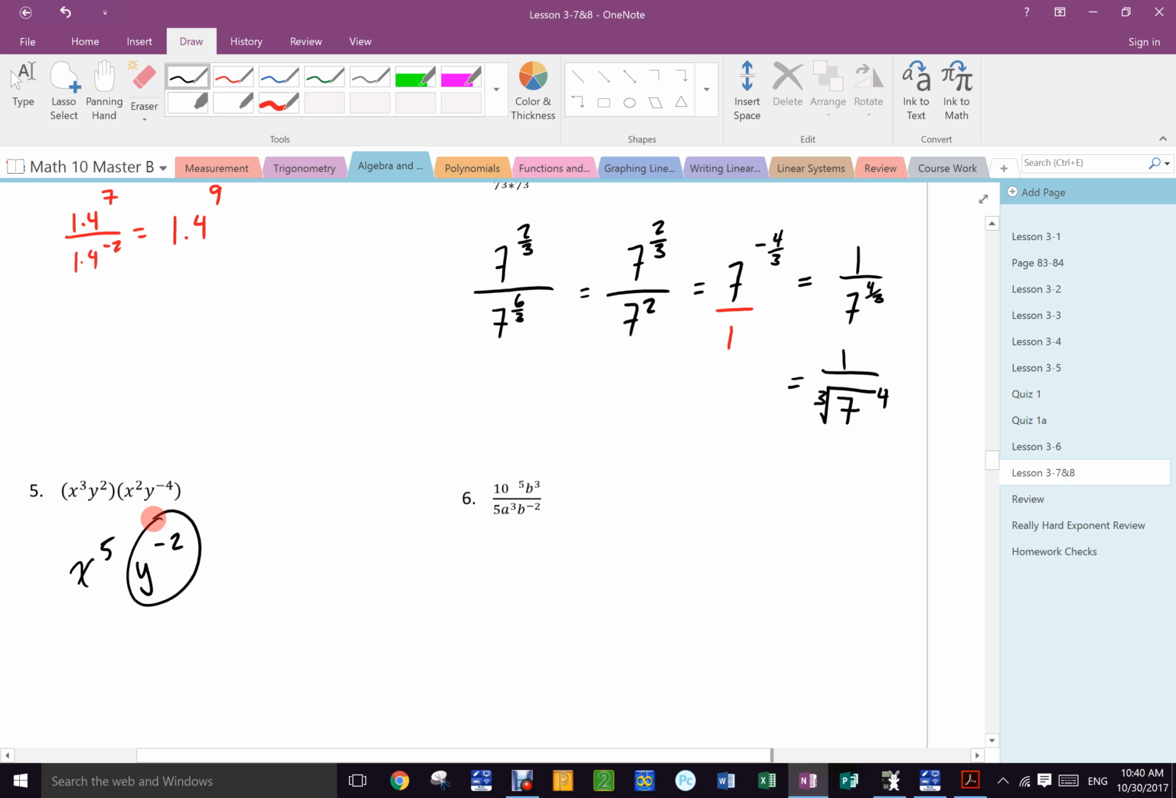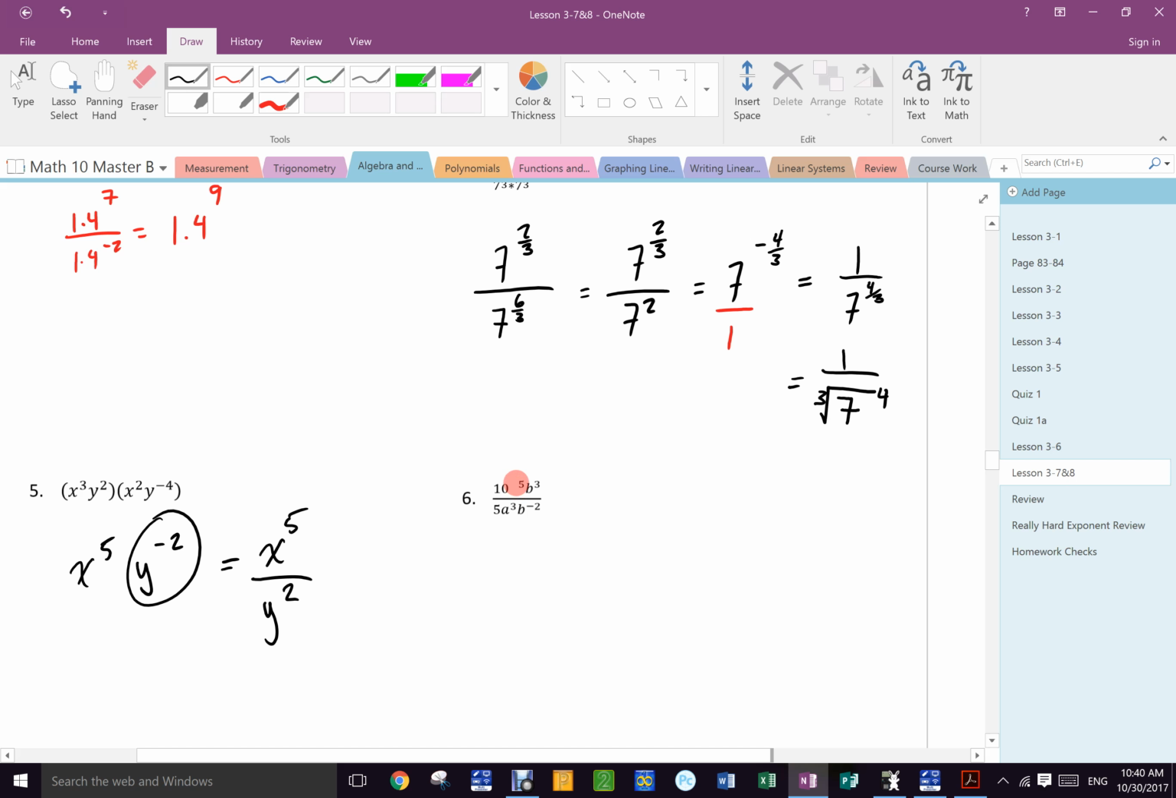Just this one, yes? Is this guy okay? So how do we fix that? Does the x have to move? No. But y has to move. And what will y become? Positive. Cool? Now, in 6, mine doesn't have the a.